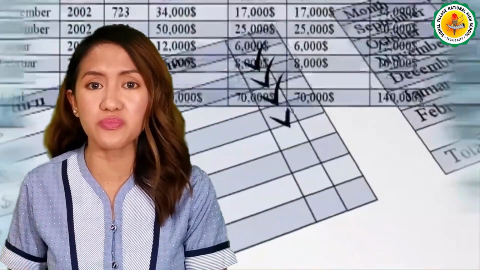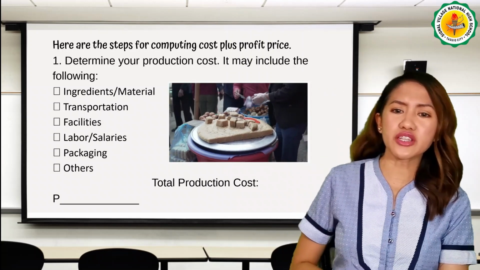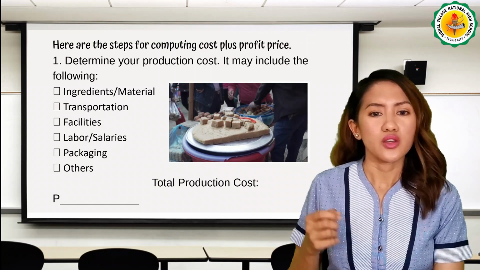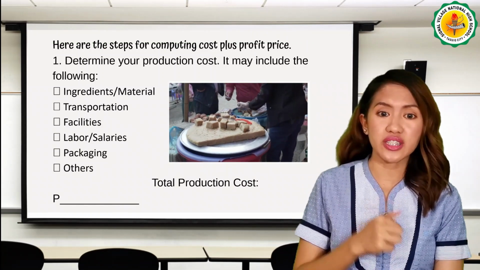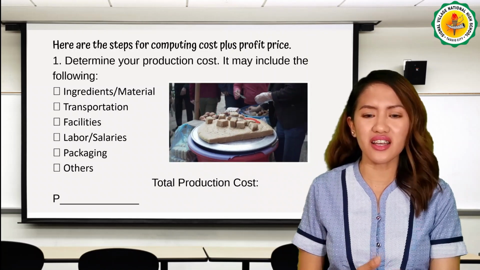How are we going to compute for the cost plus profit price? One of the goals in business is to gain profit. So how are we going to compute for cost plus profit price? So here are the steps. Number 1, determine your production costs. It may include the following: ingredients or materials, the transportation, the facilities, the labor and salaries, packaging, and others.